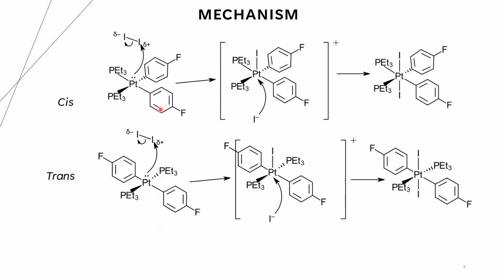Now for the interesting part, how does this mechanism actually work? So we have our central atom with a lone pair, and the lone pair on the central atom actually attacks this delta positive iodine, and the electron density moves from the dihalogen bond onto the other iodine. Now we have our complex, which is positively charged overall, and it's quite simple really. The other iodine is free to come and attack here on the platinum, and this forms this diiodo complex with the halogens in axial positions. The mechanism is fundamentally the same for both cis and trans isomers, but as you can see here, the fluorobenzene groups are trans, as are the triethyl phosphine, and it's the same here.